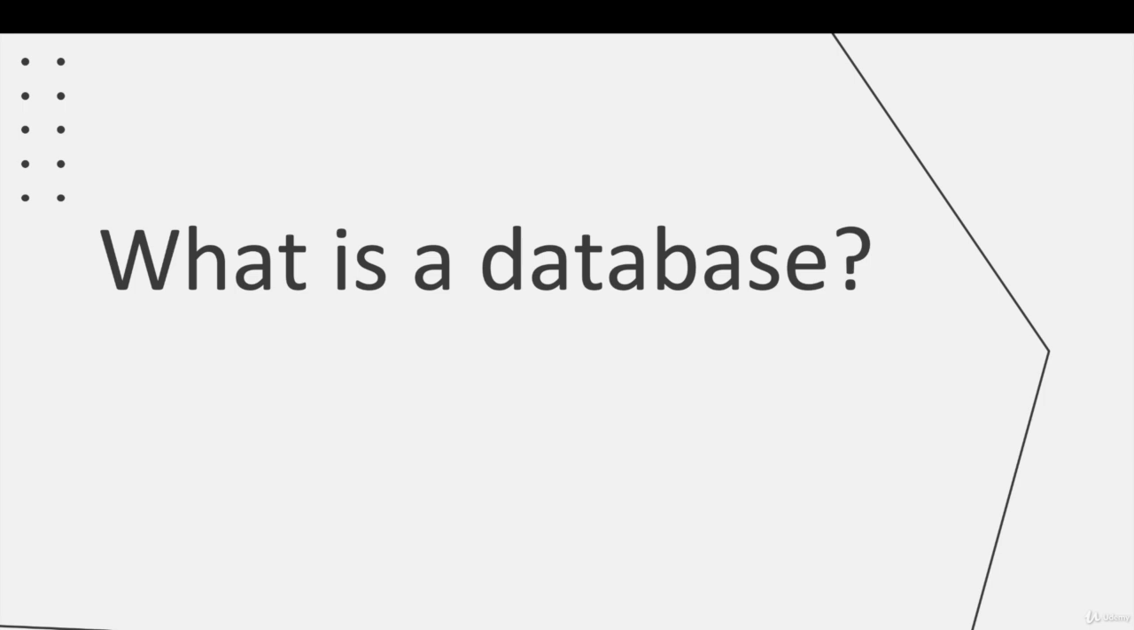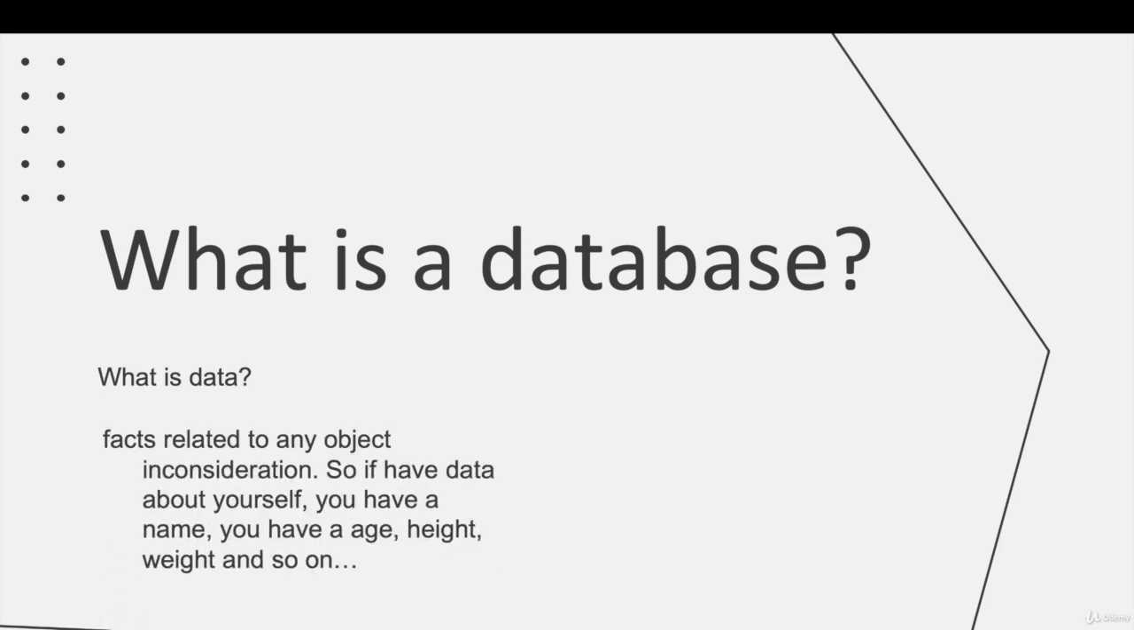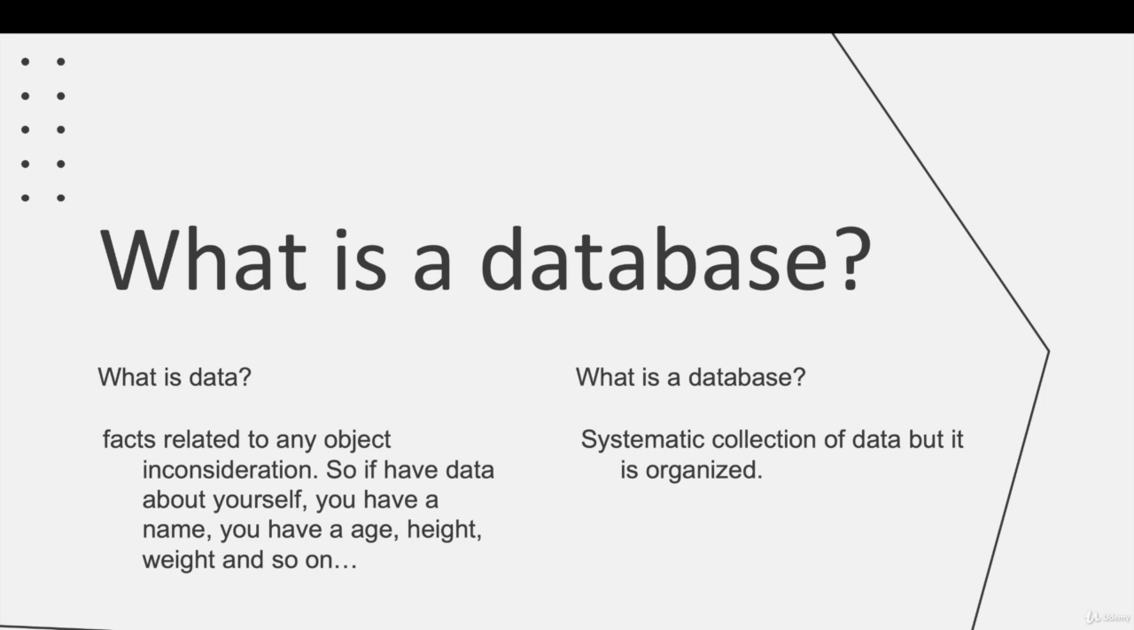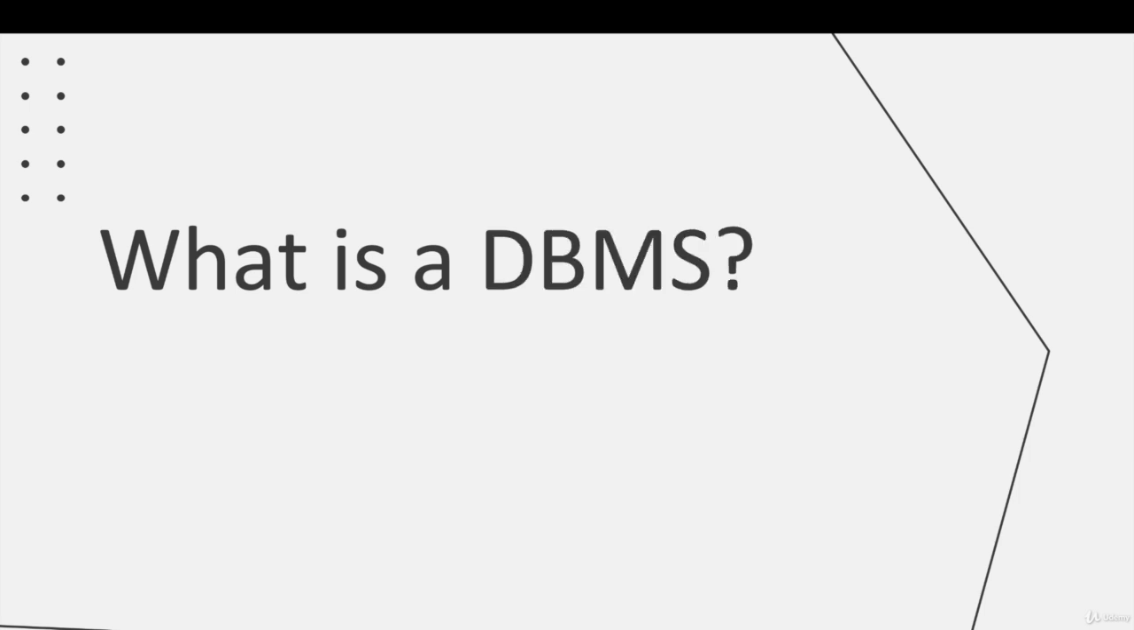Before we start, let's separate the word first because it's good to understand what data actually is. And I want to make it as simple as possible because it's not really that difficult. Data is basically fact related to any object in consideration. So if you have data about, let's say, yourself, you have a name, an age, a height, and a weight, and you can go on. And what a database actually is, it's an organized collection of structured information. And most of the time the data is stored on a computer.